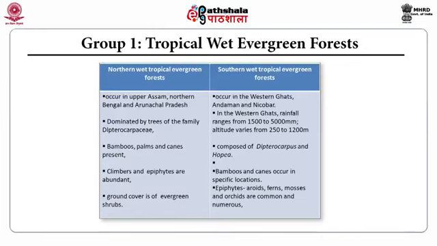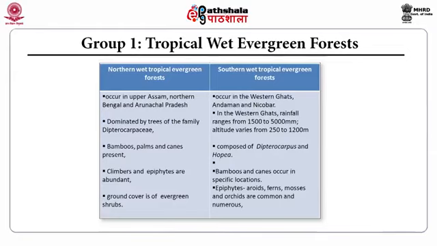So, continuing with the group 1 tropical wet evergreen forest discussion, we have the northern wet tropical evergreen forest and the southern wet tropical evergreen forest. So, northern wet tropical evergreen forests, they occur in the upper Assam, northern Bengal, Arunachal Pradesh, whereas the southern wet tropical rainforests occur in Western Ghats, Andaman and Nicobar.